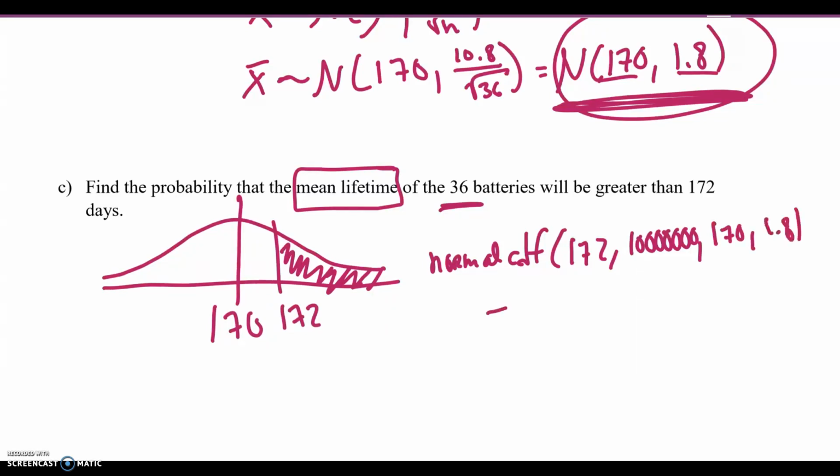Now I'm going to put this into my calculator. Second, distributions, normal CDF. Our mean is 170, our standard deviation is 1.8, our lower bound is 172, and our upper bound is a really, really large number. My answer is going to be 0.1333. That's around my answer. Well, this is ugly. And that's basically all it is.